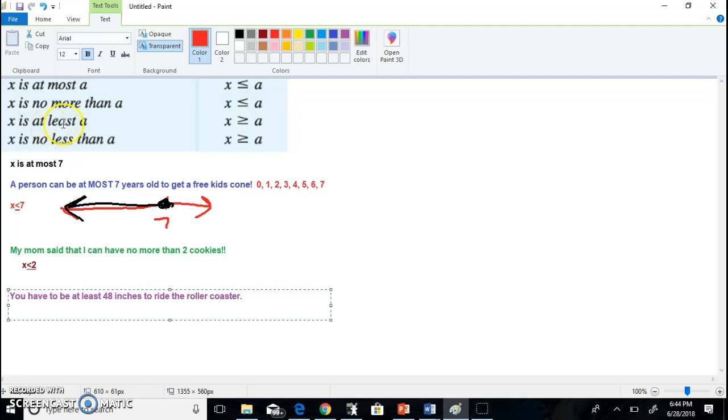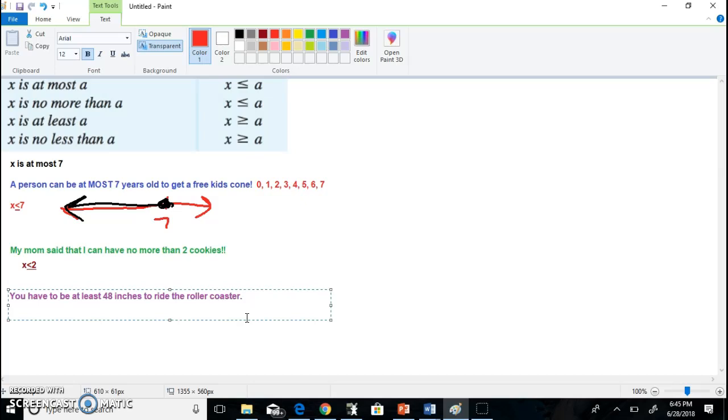The next one is at least. You see the word least, you think less, but take a look. This says greater than or equal to. So at least a is greater than or equal to. So let's see how that works. You have to be at least 48 inches to ride a roller coaster. I'm sure you've seen that when you've gone to the fair or an amusement park. You have to be at least a certain height to be able to ride certain rides.